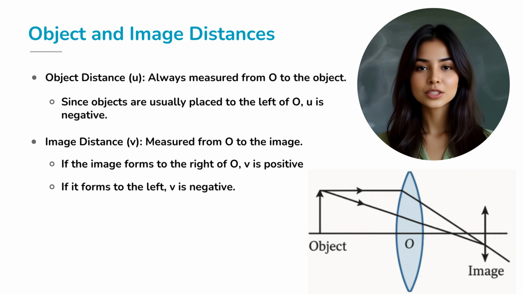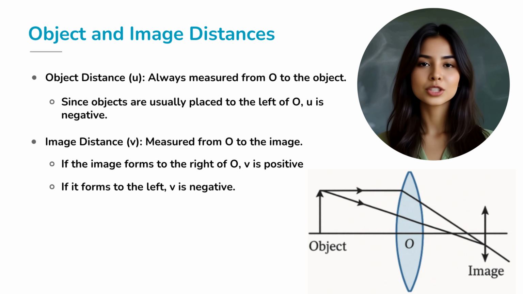Alright students, let's talk about how we measure distances in lens problems. Think of the optical center, O, as your home. Now, whenever you place an object, like a candle or a pencil, you usually put it on the left side of the lens. That means the object distance, which we call U, is always measured from home base O to the object. And since it's on the left side, poor U usually ends up being negative. Kind of like standing on the wrong side of the road, still important, but negative.